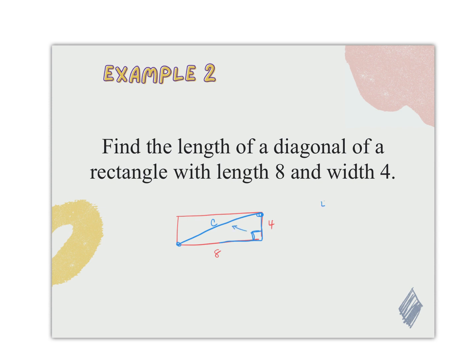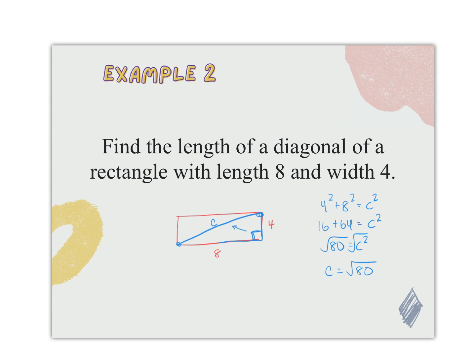So now I know that this is 4 squared plus 8 squared equals c squared. I've got 16 plus 64 equals c squared. 80 equals c squared. So I know that the hypotenuse is the square root of 80.